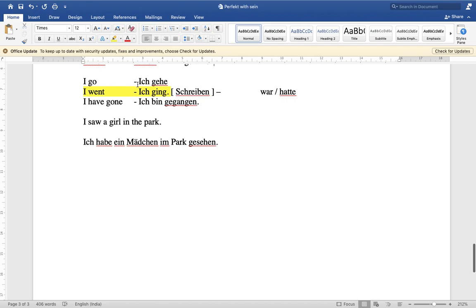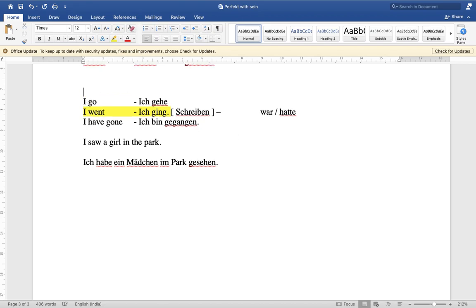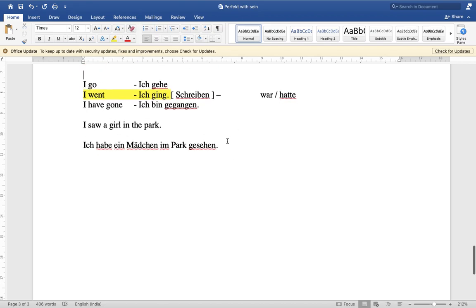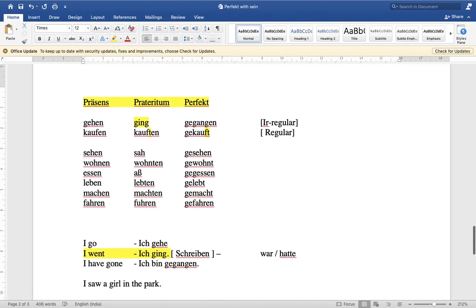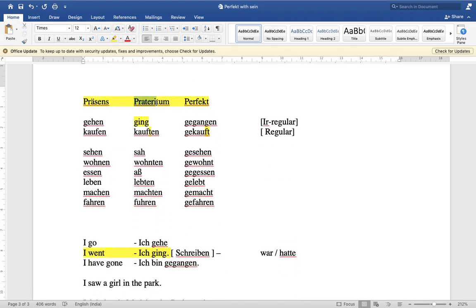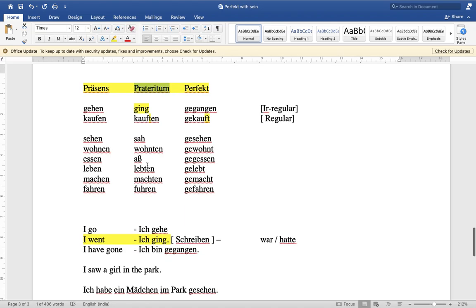Now, the second thing we see is how to use them. While speaking, if I make a sentence, I'll write in English here, you translate or you just tell me which part will be used. Past tense is called preteritum, okay? Like second form of verb: I went, I had, she had, I bought, I saw, I lived, he drove. This is preteritum. Clear?